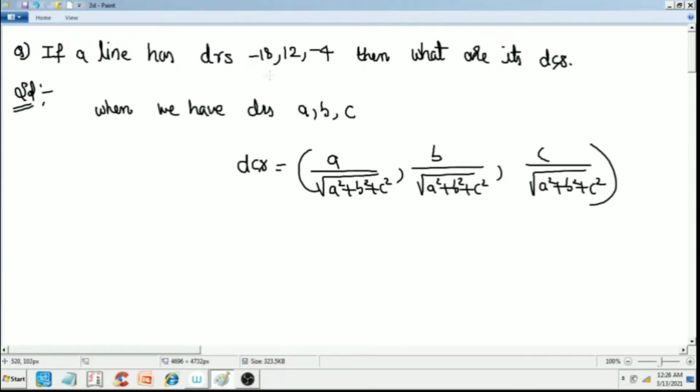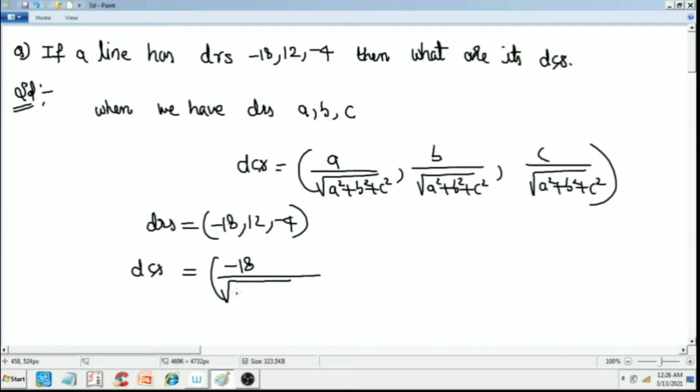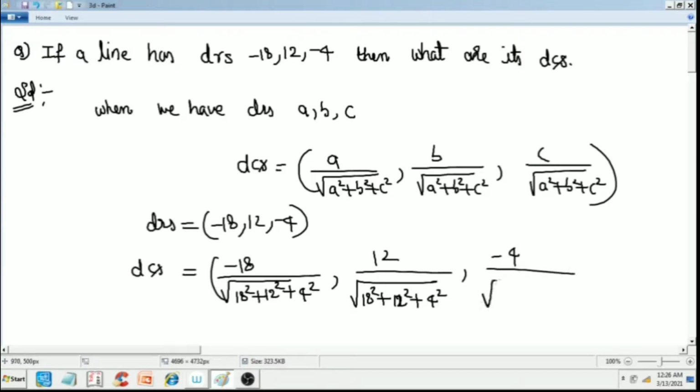This is the DCs. Okay, now here we have DRs minus 18, 12, minus 4. From here DCs can be written as minus 18 by root over 18 square plus 12 square plus 4 square, 12 by root over 18 square plus 12 square plus 4 square, minus 4 by root over 18 square plus 12 square plus 4 square.